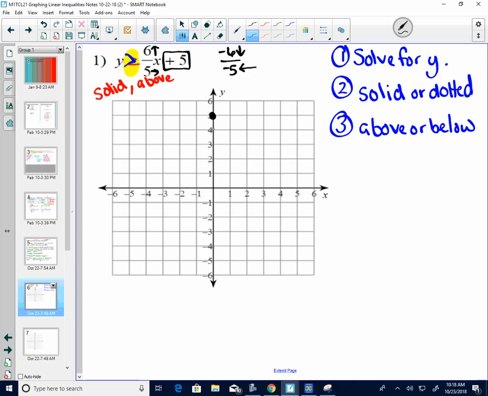So here we go. 1, 2, 3, 4, 5, 6. To the left 5. 1, 2, 3, 4, 5. There is my second point. I'm connecting it with a solid line.